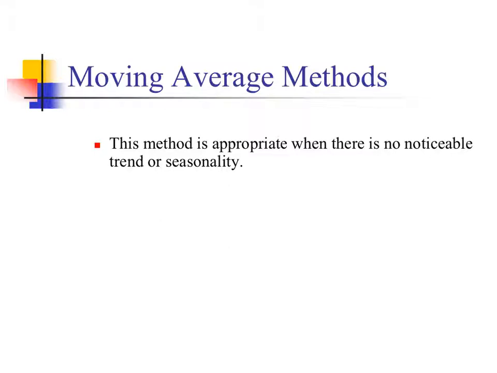Let's start with moving average methods. This method is appropriate when there is no noticeable trend or seasonality. So we are talking about stationary data, as I said before. Stationary data, the errors are random. Any observation today does not depend on yesterday or the day 2 days before.